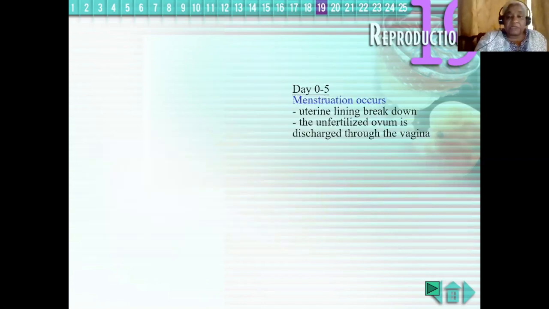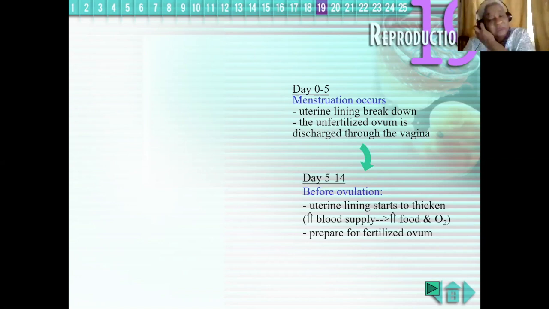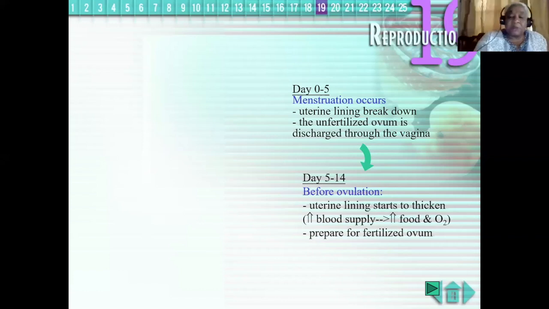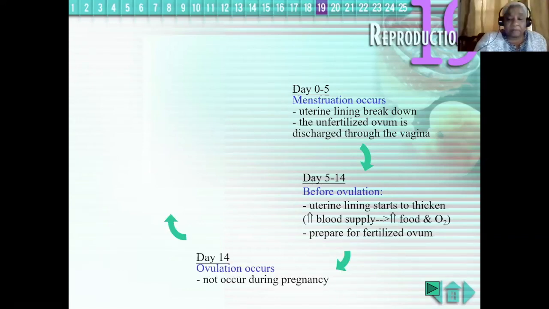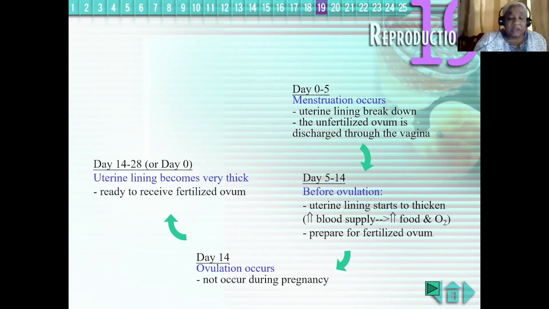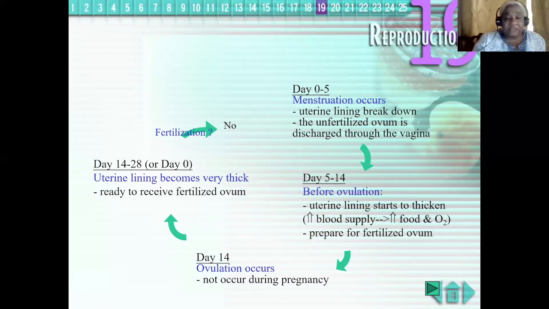So here, from day 0 to day 5, menstruation occurs with the uterine lining breaking down, and the unfertilized ovum is discharged through the vagina. Day 5 to 14 is before ovulation. The uterine lining starts to thicken, you get increased blood supply for food and oxygen, and preparation to receive the fertilized ovum. Day 14, ovulation occurs. Then day 14 to 28, the uterine lining becomes very thick, ready to receive a fertilized ovum. If there is no fertilization, then the cycle begins again.